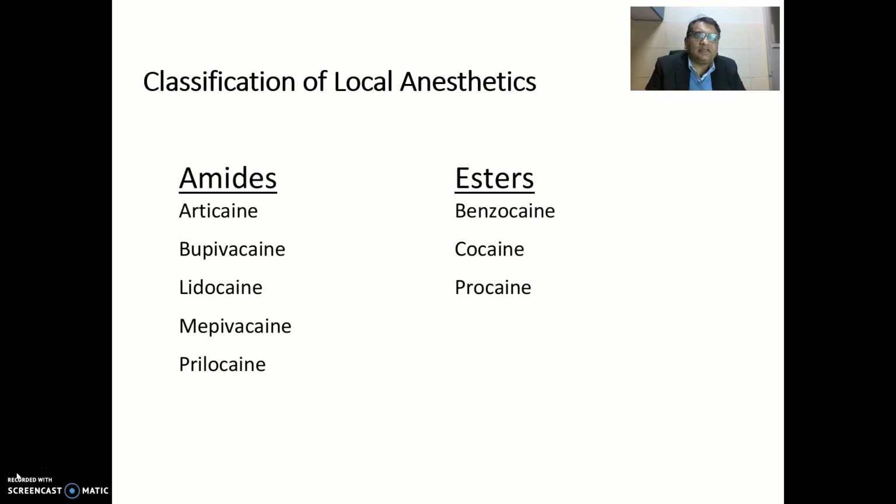On the other hand, there are the esters, the benzocaine and the cocaine and the procaine. The benzocaine has some severe side effects. Cocaine is used as a topical anesthetic in ophthalmological surgery. Procaine is just the standard against which other local anesthetics are set.